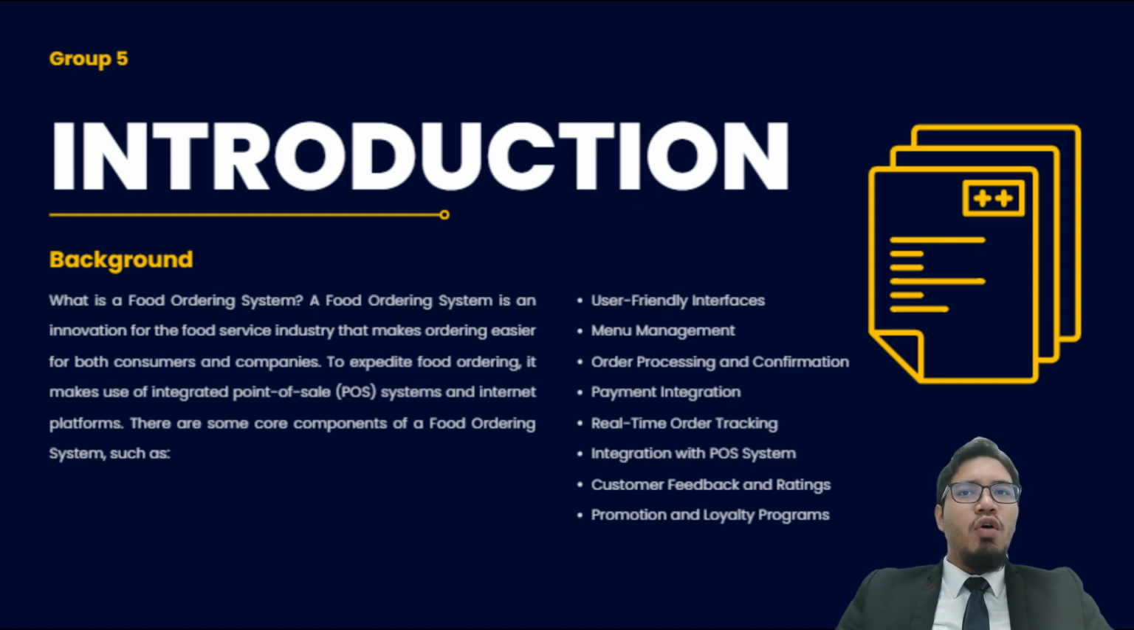There are some core components of food ordering systems such as user-friendly interfaces, menu management, order processing and confirmation, payment integration, real-time order tracking, integration with POS system, customer feedback and ratings, promotion and loyalty programs.